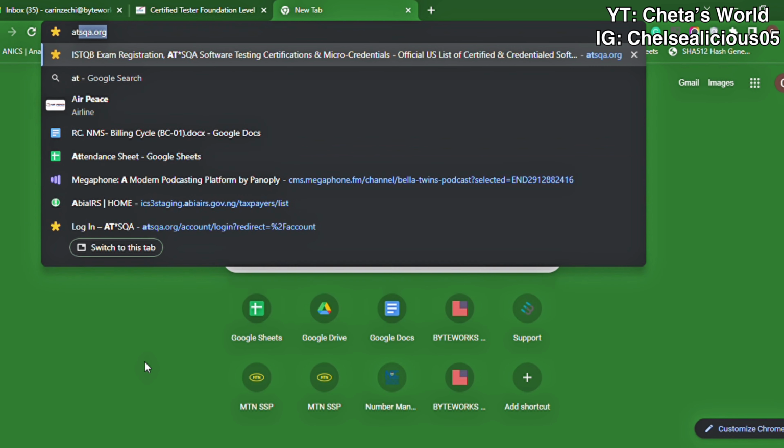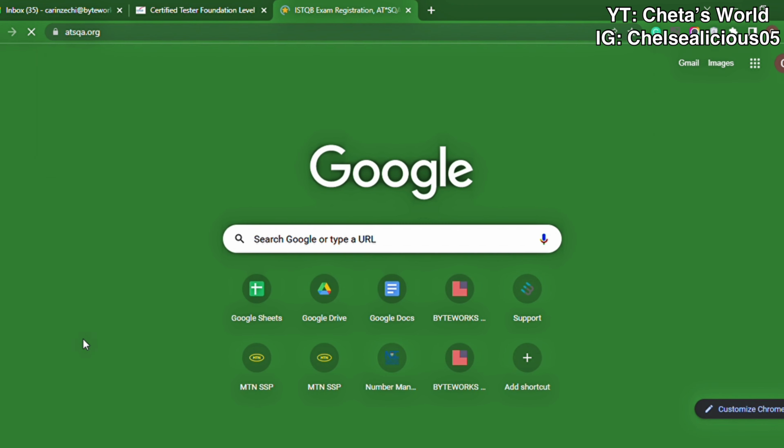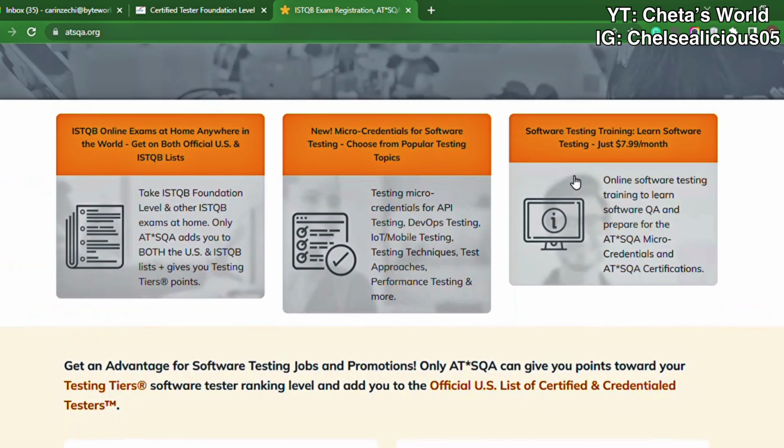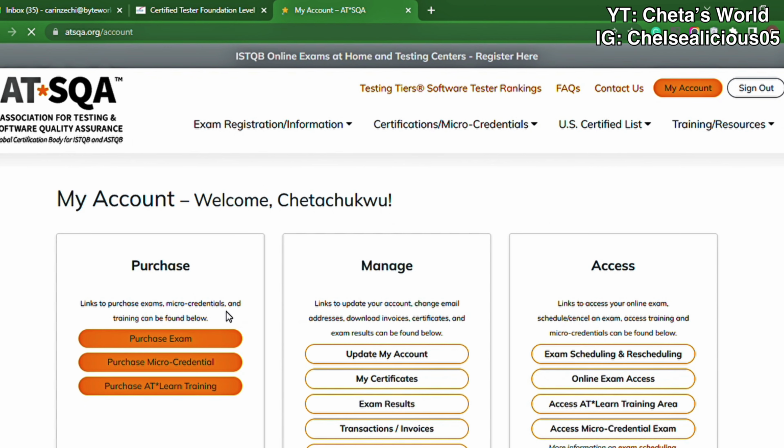Then when I found them, I had to sign up on their portal, and then I made payments. After making payments, or rather I think I scheduled before making payment. No, I think I paid before scheduling. So I paid for the exam, then I chose my day and time, my center, all of those things, all the information I needed to schedule.